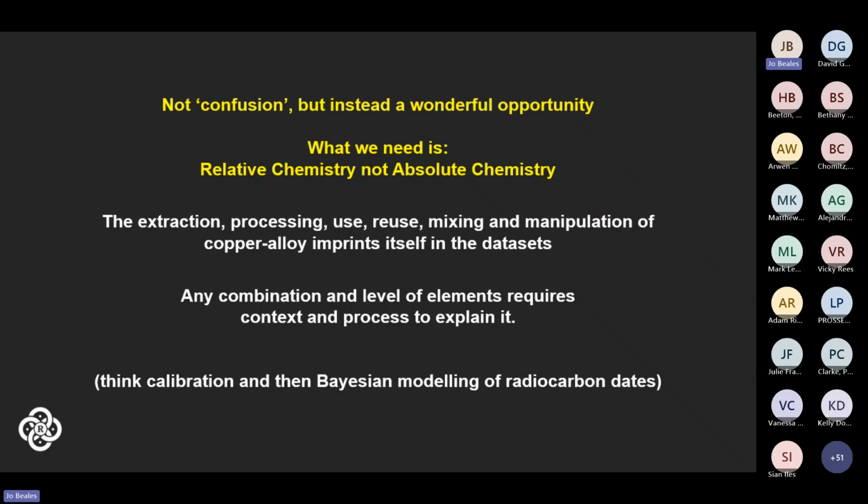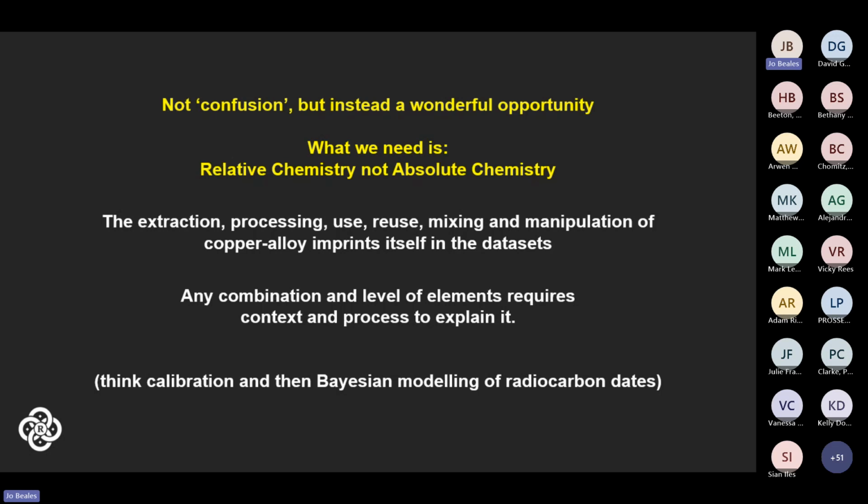But what we need to do is get rid of this idea of an absolute chemistry where we can find that, if only we apply another statistical approach, we'll get a better matching criteria. That's not going to work. What we need is relative chemistry where we see change. And anyone who's done a typochronology or run a Bayesian model of radiocarbon dates knows the extra information we need in order to see people.